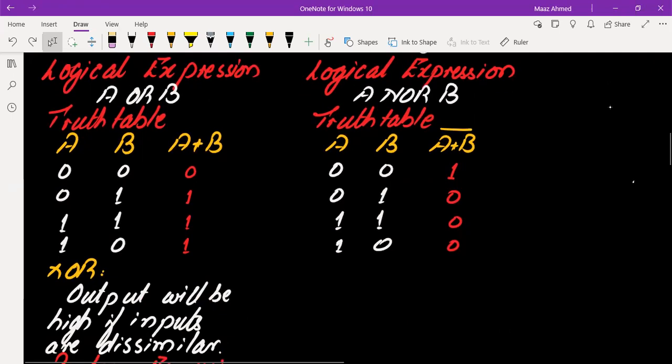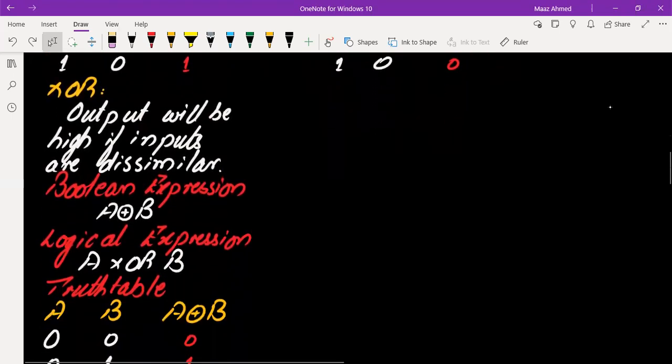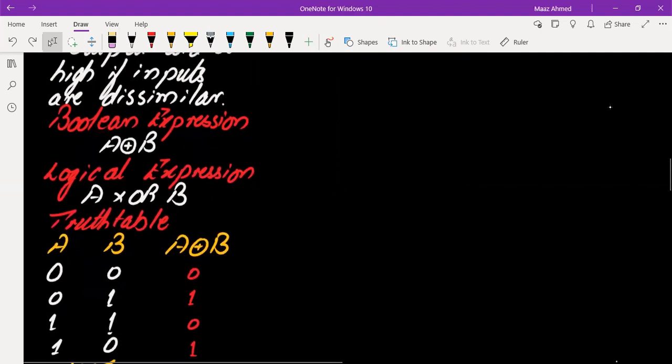Whereas when it comes to the XOR gate, the XOR gate says that output will be 1, or output will be high, if the inputs are dissimilar. Now, what do you mean by dissimilar? Dissimilar means that both or all of the inputs should not be the same. That means not all the inputs should be 0, not all the inputs should be 1. It may be either 0, 1 or 1, 0 in this format. The Boolean expression for this is A, B, and a plus symbol with a circle over the plus.